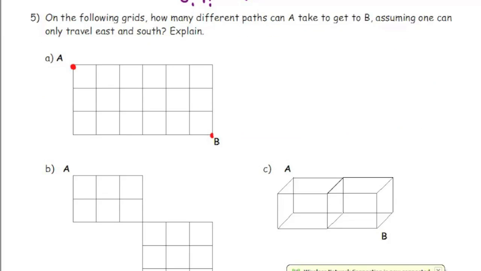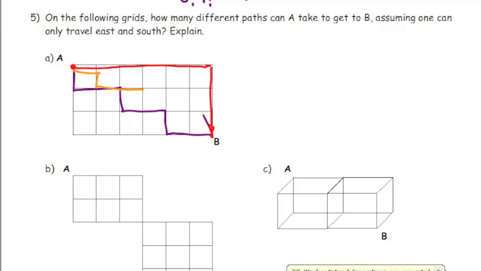Question 5 is a very typical permutations with identical objects type problem. It asks that on the following grids, if we start at point A and we want to get to point B, how many different paths can we take to get there? Well, if we take a look at grid A here, something interesting to note is that if we pick, let's just pick 3 random different paths. And the first one I'll pick will be straight across and down.